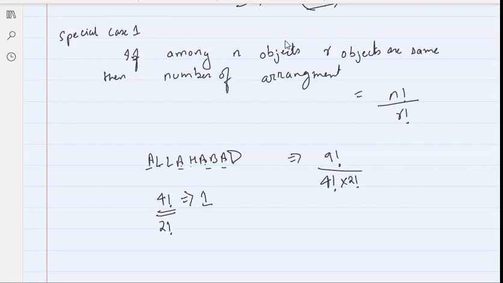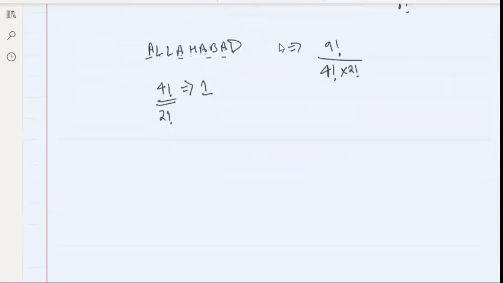Because when you're writing 9 factorial, it means you have taken this 4 factorial into 2 factorial also, because you have taken 4 different A and 2 different L. That's why we are dividing it by 4 factorial and 2 factorial. Got it? Tell me. Yes, we will discuss other problems also. I hope all of you understood this concept now.